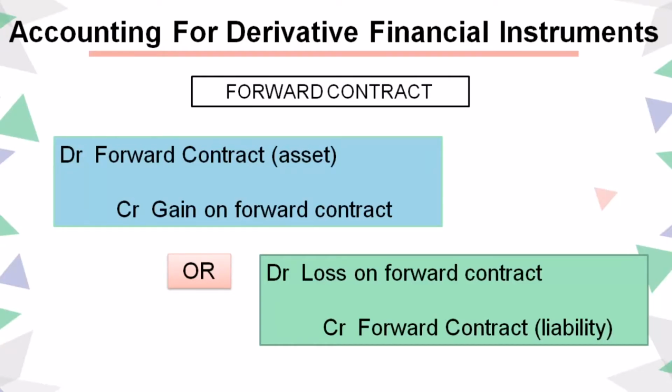Okay, now I will show the accounting for derivative financial instruments for a forward contract, futures contract, and option contract. For a forward contract, the journal entry is debit forward contract asset and credit gain on forward contract, or debit loss on forward contract and credit forward contract liability.